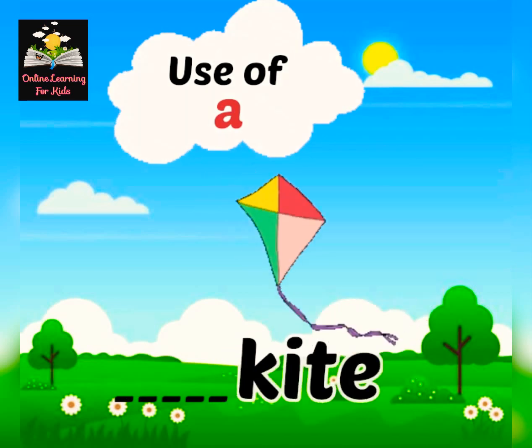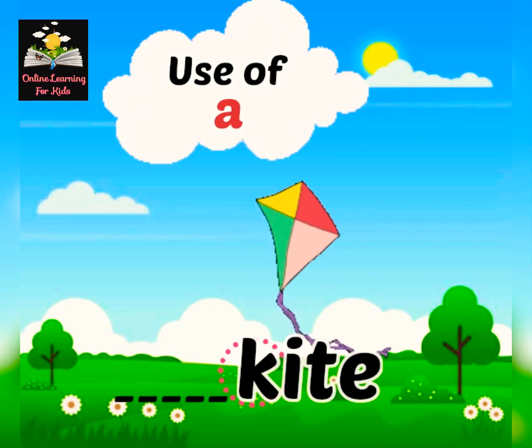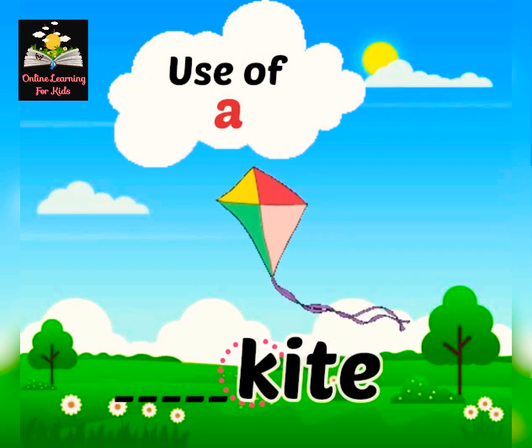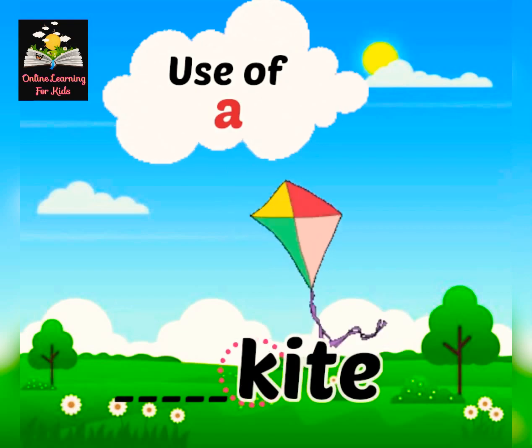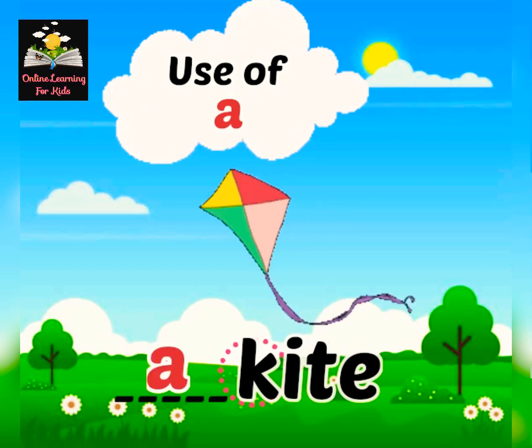Look at here. What is this? This is the picture of a kite. The word kite starts with letter K, and K is also a consonant letter, so we write a before it.